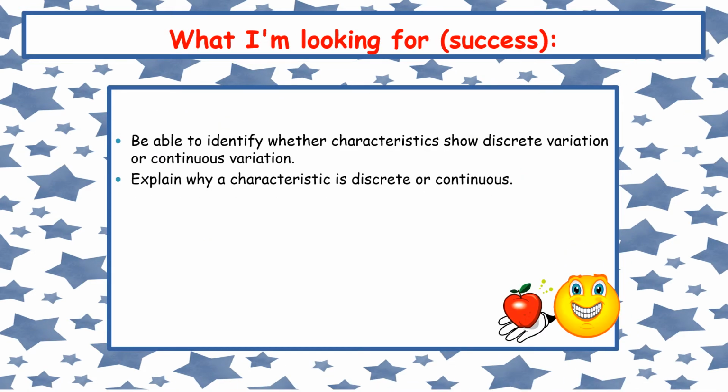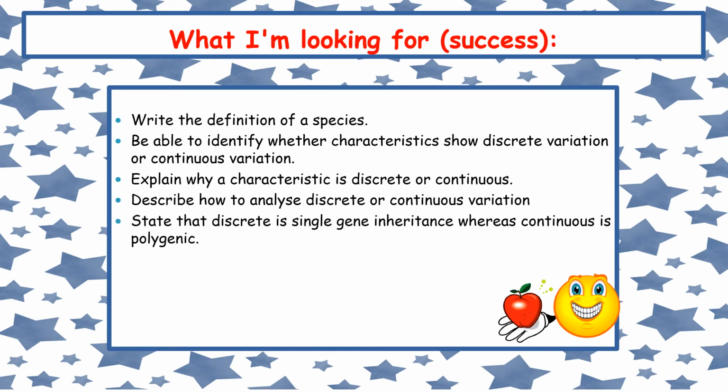To be successful, you will be able to write out the definition of a species. You'll be able to identify whether characteristics show discrete variation or continuous variation. You'll be able to explain why a characteristic is discrete or continuous. You'll be able to describe how to analyze discrete or continuous variation, and you'll be able to state that discrete is single gene inheritance, whereas continuous is polygenic.